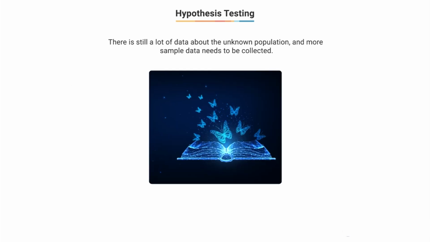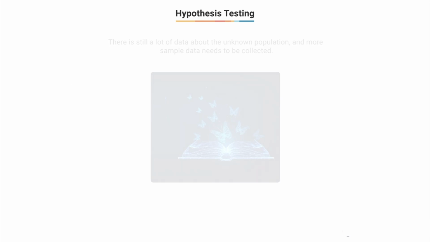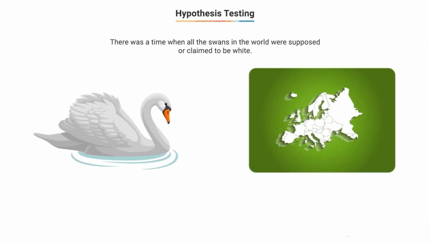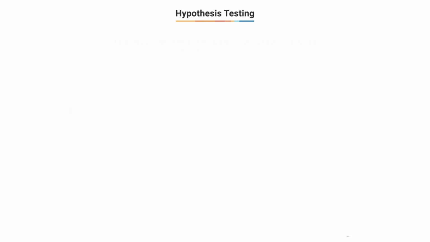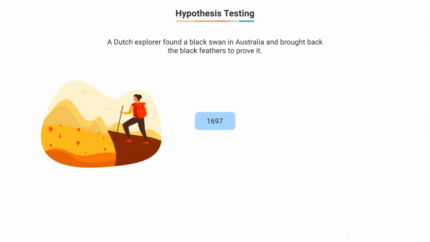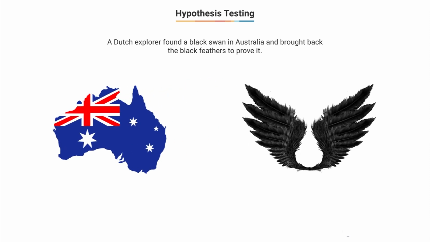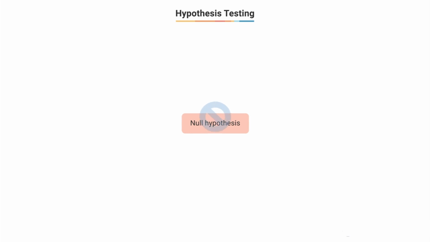Let us discuss one small story to give us a better idea. There was a time when all swans in the world were claimed to be white. This claim was made based on the fact that we had only seen white swans in Europe for centuries. So the null hypothesis becomes that all swans are white. But then in 1697, a Dutch explorer found a black swan in Australia and brought back black feathers to prove it. And because of this single data point, the null hypothesis got rejected.